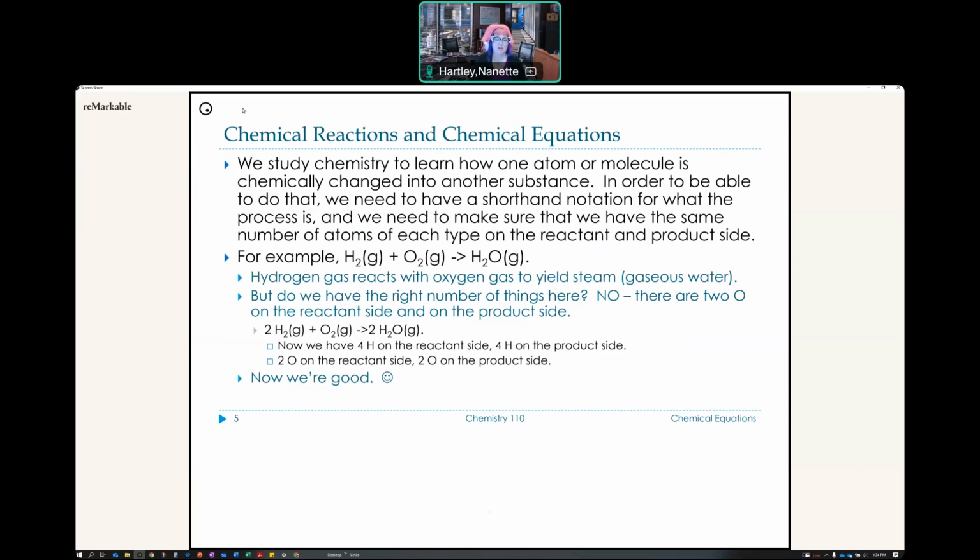All right. Now, we study chemistry to learn how one atom or molecule is chemically changed into another substance. That's our goal. In order to be able to do that, we need to have a shorthand notation for what that process is and what it looks like. We need to make sure that we have the same number of atoms of each type on the reactant and the product side. So our reactant side is our left side. Our product side is our right side. We go from reactant to product.